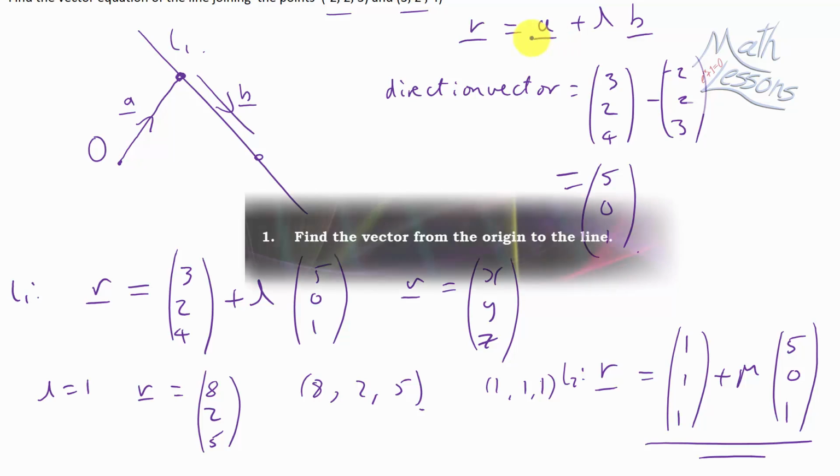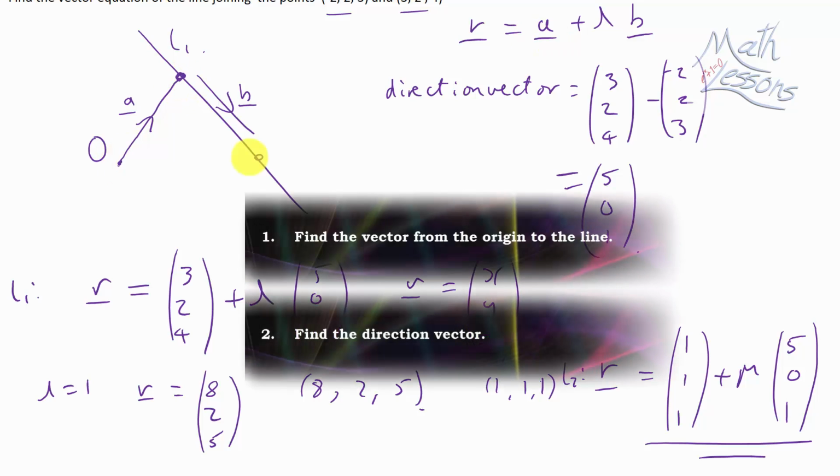Remember, find a point, a way of getting from the origin to the line, and find the direction vector, and it's as simple as that.